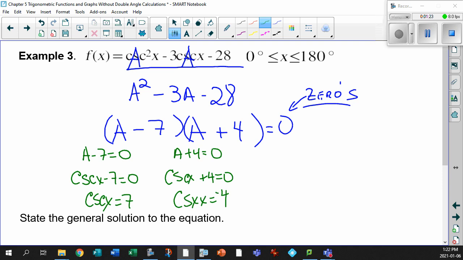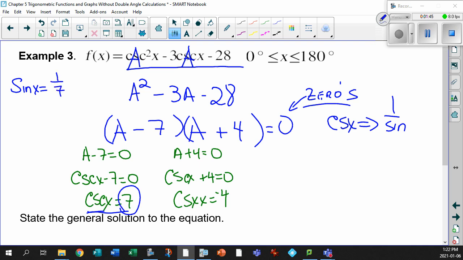Okay, so we're good. Everything's fine, right? But the only problem is this is cosecant. Remember, cosecant is the same as 1 over the sine. So why don't we take each one of these now and make them 1 over sine, and let's figure out what we got. If this is 1 over sine x, we flip it. 1 over 7. Oh, that's easy. How about with this one? Same thing. This is going to be sine x, flip it: minus 1 over 4.